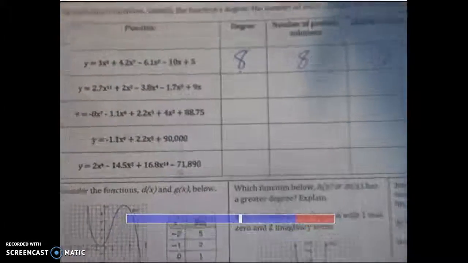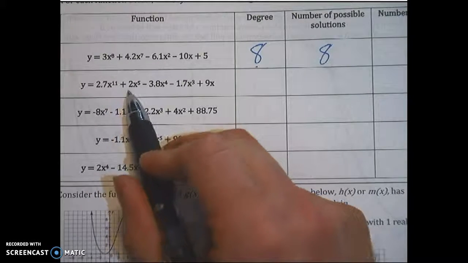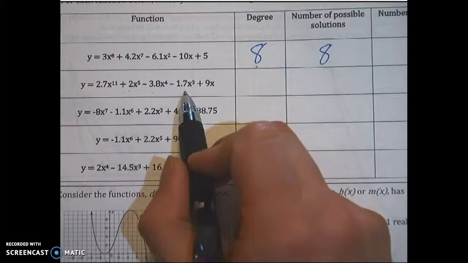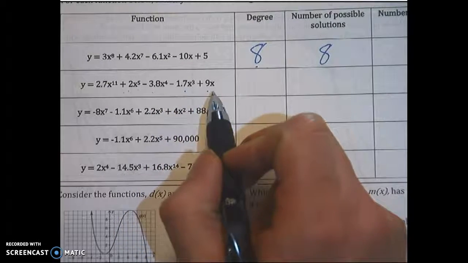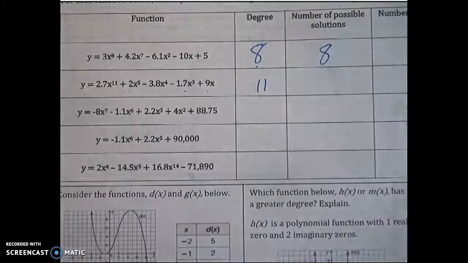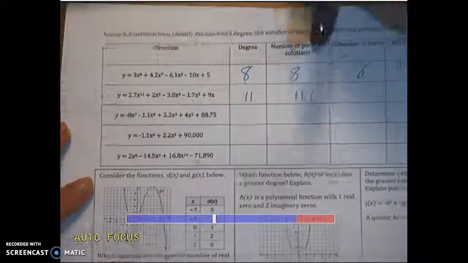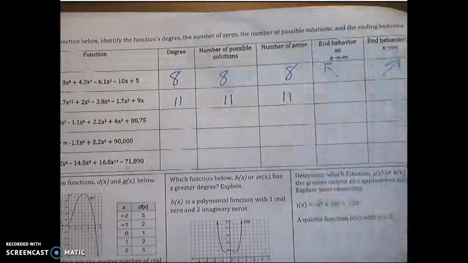Let's look at another one of these. So 2.7x to the 11th plus 2.2x minus 3.8x to the 4th minus 1.7x to the 3rd plus 9x. The degree is the highest exponent, which is 11. The number of possible solutions is also 11. The number of zeros, 11.